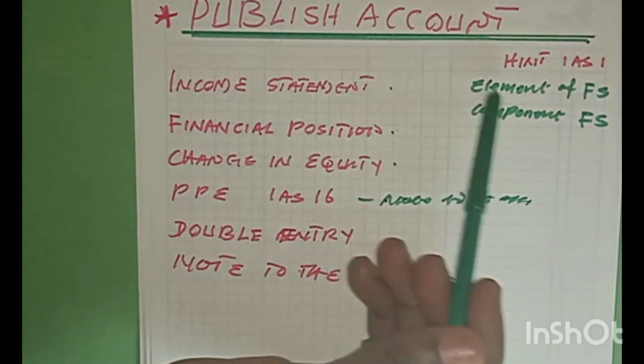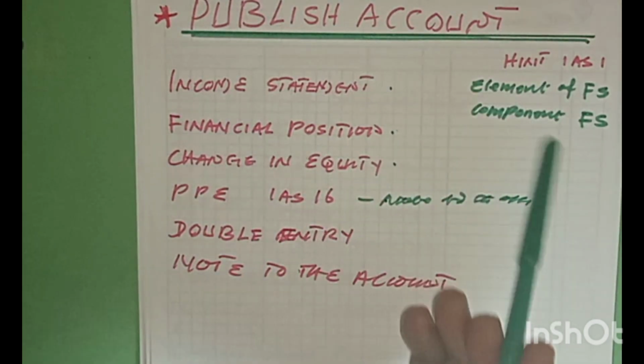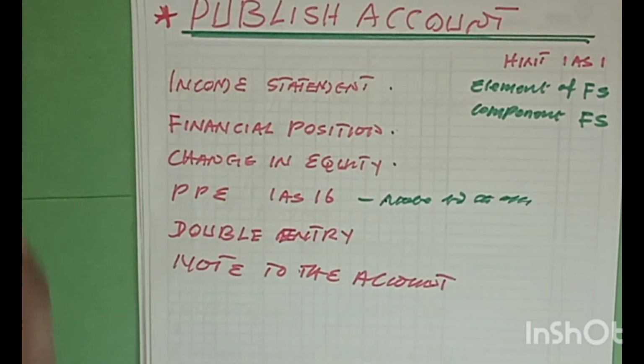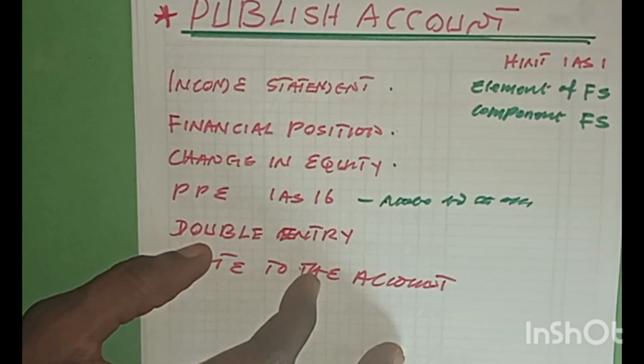Now, I want to give you a hint. I would like you to know the elements of financial statements and the components of financial statements. That will give you a background, a basis on how to build all this up, because IAS 1 talks more of the presentation of financial statements. That is what IAS 1 is talking about. So read IAS 1, get the whole knowledge you need about published account and use it.